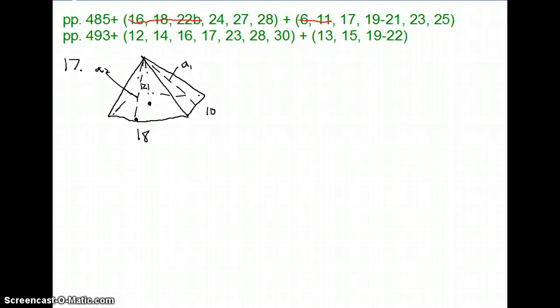Actually, you can't even see my 12 in the middle anymore. The height of this thing is 12, and it's a rectangular pyramid, which is just weird. We haven't had any of those yet. The straight up height in the middle is 12, and there's one side that's 10 and one side that's 18, and they want you to find these sort of different slant heights.